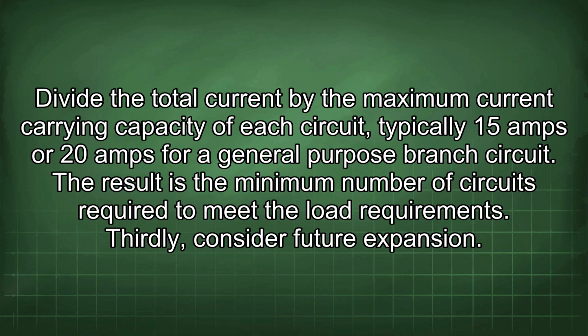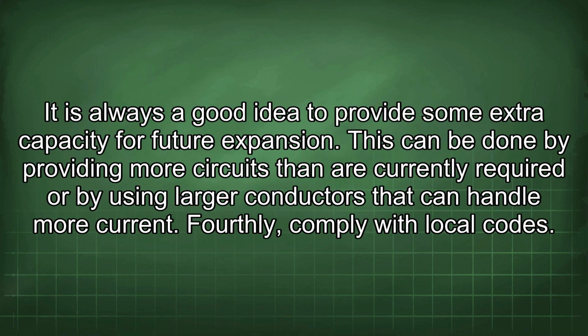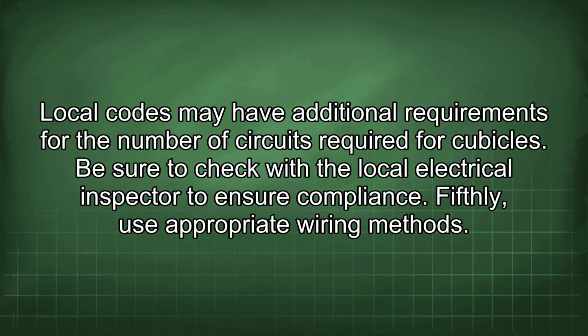Thirdly, consider future expansion. It is always a good idea to provide some extra capacity for future expansion. This can be done by providing more circuits than are currently required or by using larger conductors that can handle more current. Fourthly, comply with local codes. Local codes may have additional requirements for the number of circuits required for cubicles. Be sure to check with the local electrical inspector to ensure compliance.